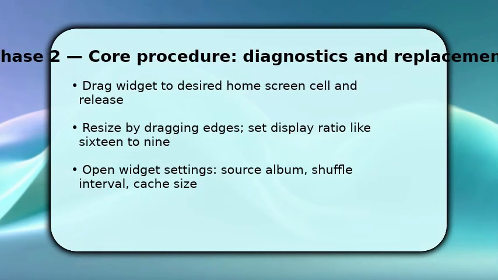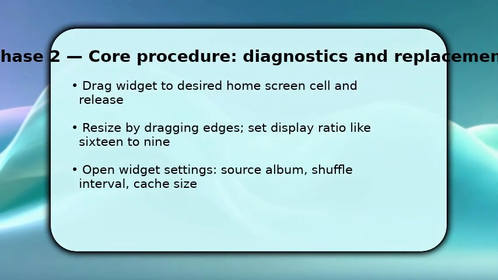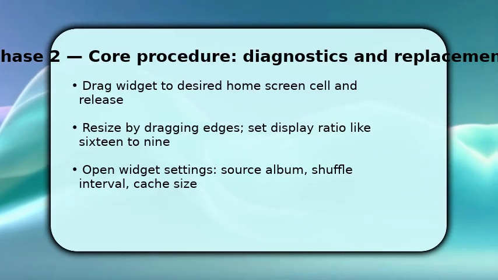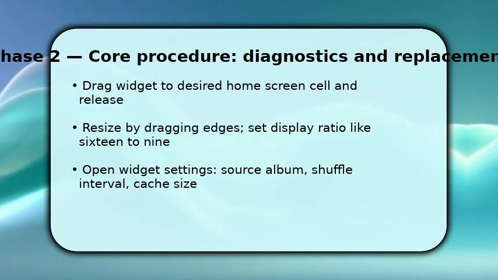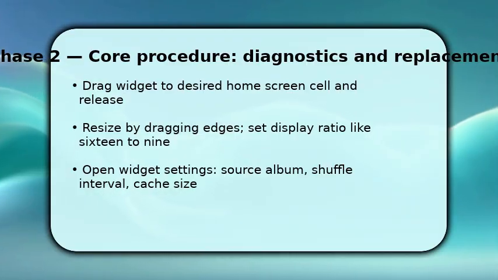Once the widget is on screen, you must configure its source and behavior. Tap the widget or use the app's widget settings to choose a specific album, single photo, or a dynamic album. Make sure to set shuffle interval and cache size. Smaller cache reduces storage use but may delay updates.